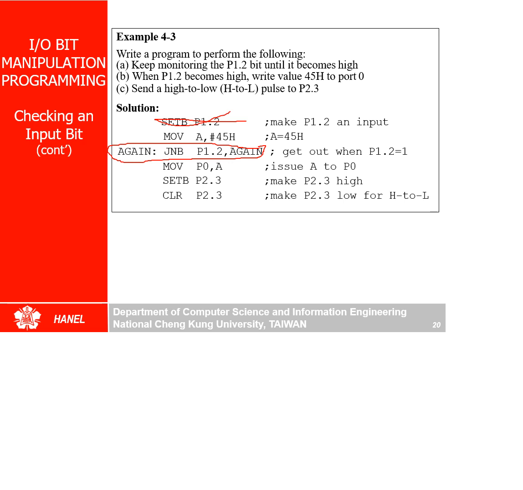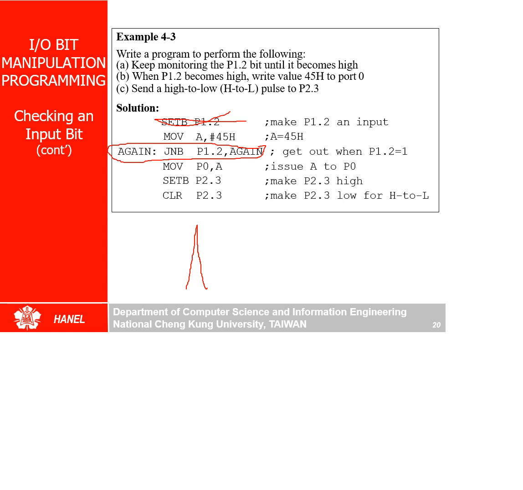Now if P1.2 is 1, it will not go to again. JNB is wrong then, right? So it will come down. So move P0, A. What is in A? 45. 45 will go to P0. Set bit P2.3, clear P2.3. You got a pulse. P2.3 goes to 1, then clear P2.3, suddenly P2.3 is 0. So you got a pulse.